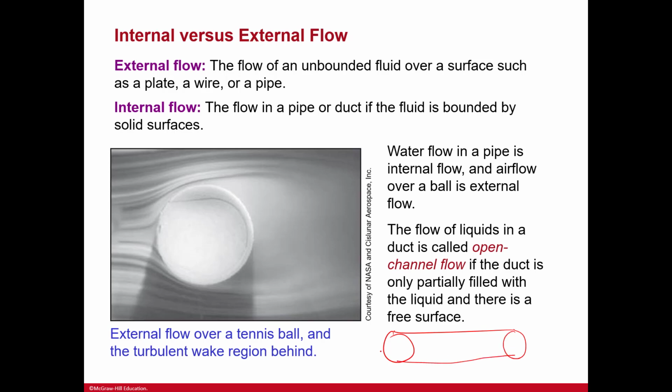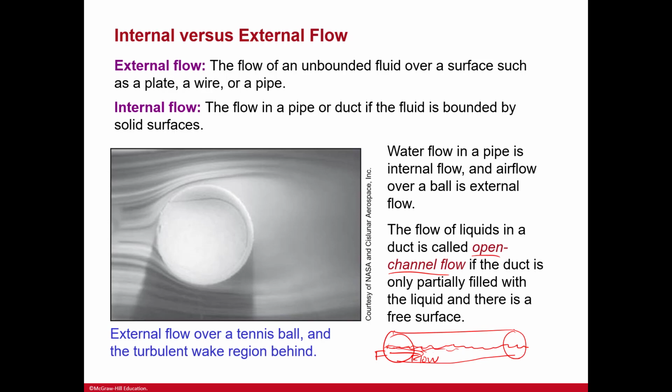I'm a very visual person, so I draw a lot, but I'm not very artistic with this pen, so it's not very good. But you get the point. So if we have a flow, which is why I drew it deformed, we have a force here that's causing the water to flow. This is an open channel flow, if the duct is only partially filled with the liquid, and there's a free surface here.